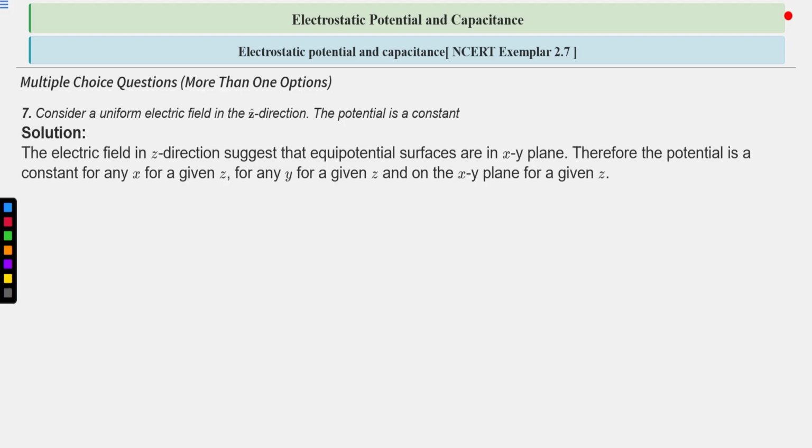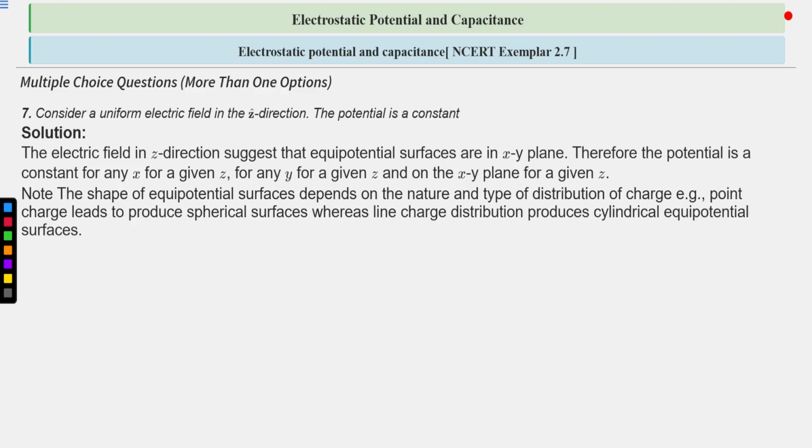Therefore the potential is a constant for any x for a given z. So potential is constant for any x if we fix the z. If we fix z at any value, then at that z there will be an equipotential surface perpendicular to the z axis. So for any x on this equipotential surface, potential will be constant. And same for y. If we fix the z value, then for any y potential will be constant on the xy plane for a given z.